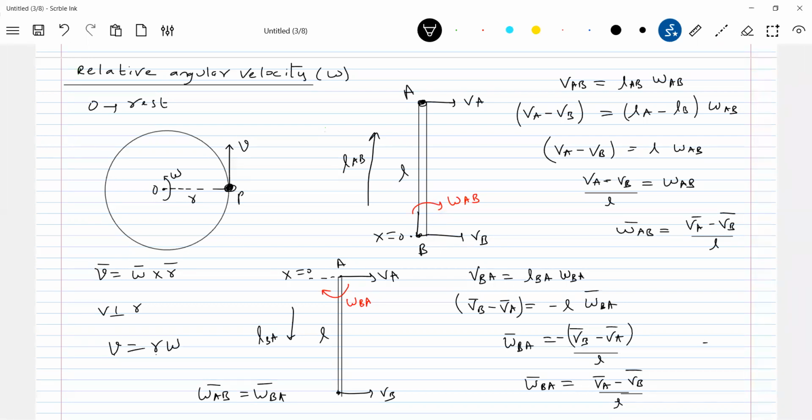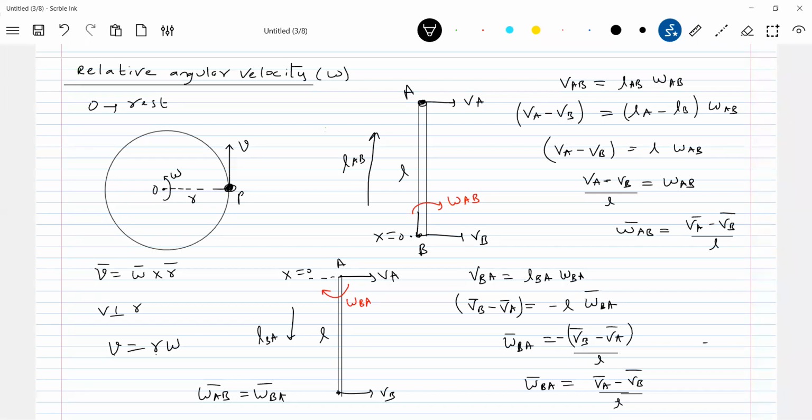Sir, instead of the sense of rotation, could you just tell me which direction omega will be? Omega will be out of the plane. So here into the plane, here into the plane. That's only the sense of rotation I'm telling. So omega will be, directly you go for it: curl fingers in the direction of that arrow. Then the thumb will point into the plane. So omega will be into the plane in both the cases. So the direction is the same, no?